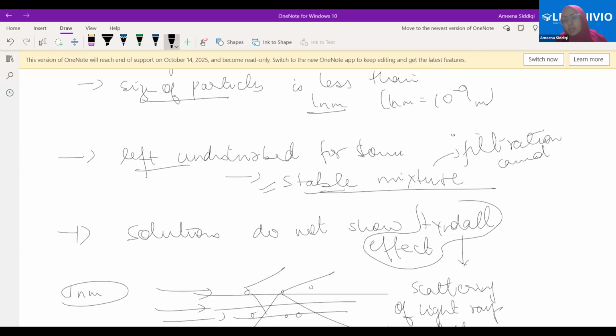I'll give you one example here. Try to understand it. Let's say that seawater is a mixture. Seawater has water and salt. All of you will agree to this? Yes, ma'am. Now it has water and salt, so let's assume that it is a solution, a homogeneous mixture.